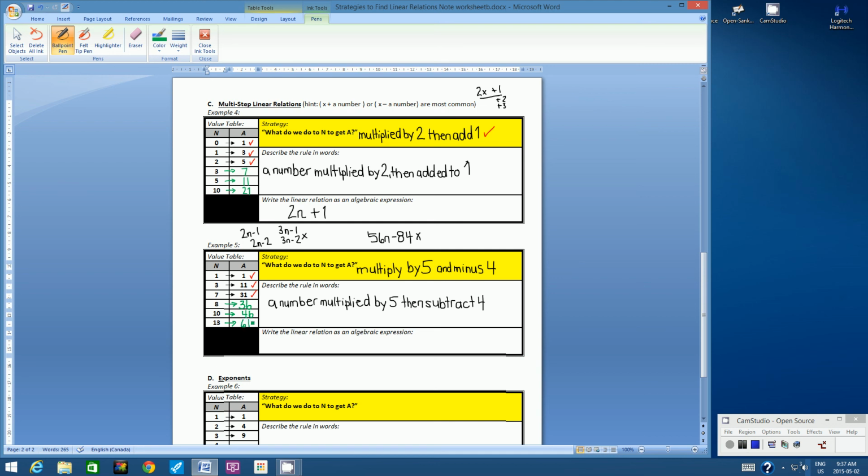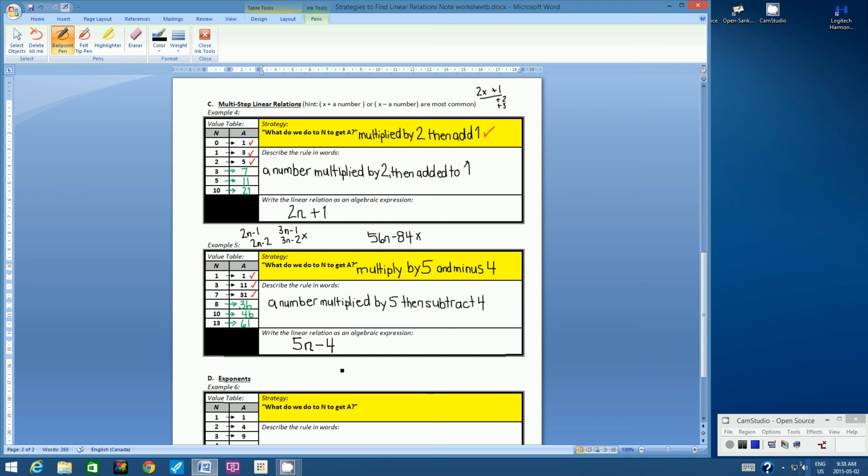So did you get the same values that I did? Okay. All right, so now let's translate this into an algebraic expression. So a number multiplied by 5 is 5n, and then if we subtract 4, this is our algebraic expression.